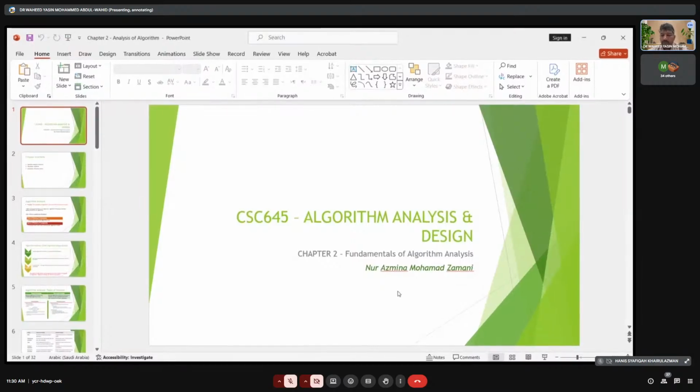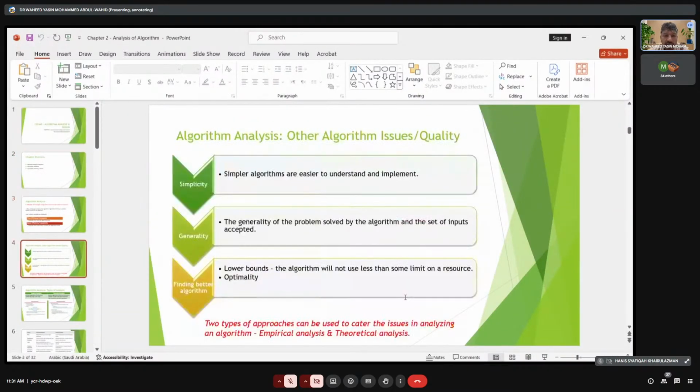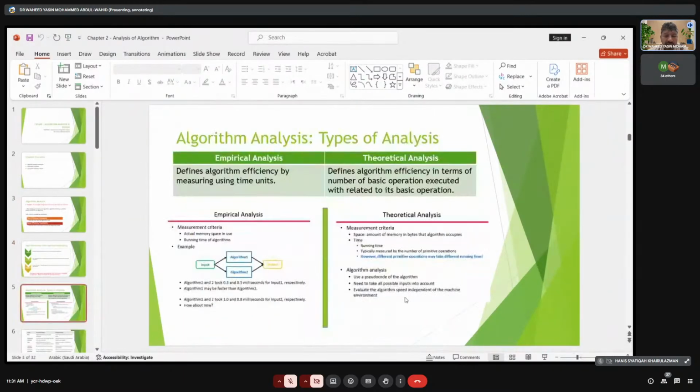Okay. Let me go through these slides, other slides. So we have asymptotic analysis: simplicity, generality, finding a better algorithm. Here we have empirical analysis, which defines algorithm efficiency by measuring using time units. Theoretical analysis defines algorithm efficiency in terms of the number of basic operations executed with relation to its basic operation. Theoretical and empirical.